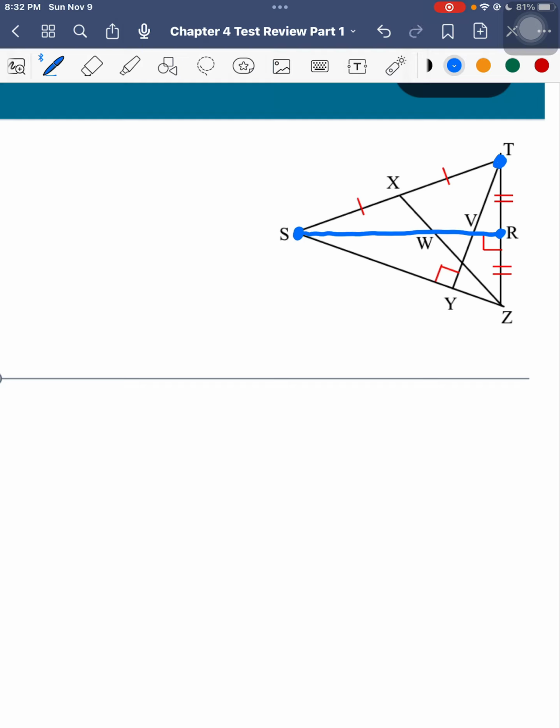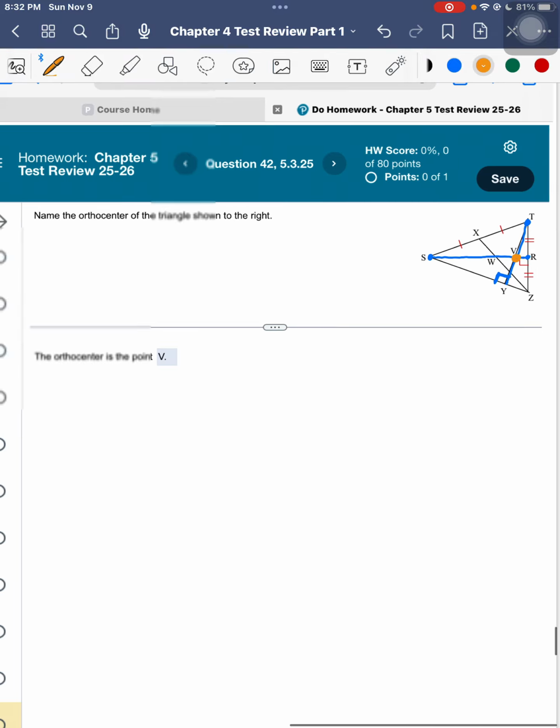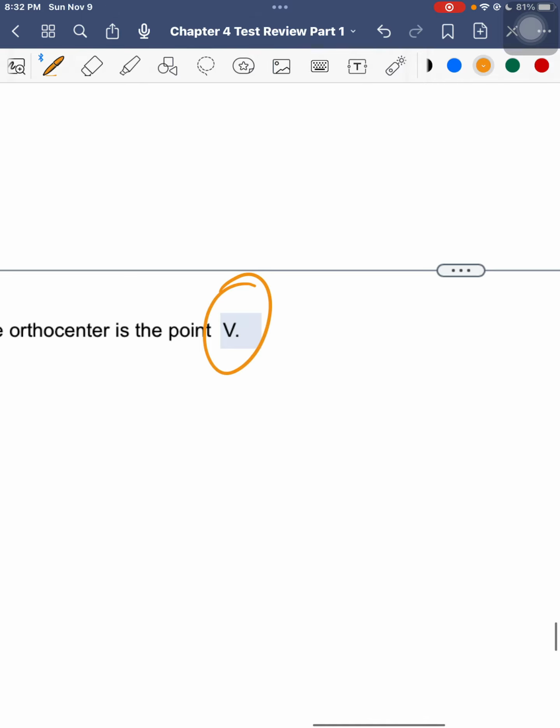Okay, so that's one altitude. Look at T. Oh, there's the other altitude because I form a 90. And now Z, there is no altitude because it's just a midpoint, so I'm not even going to count Z. Where do these two blue lines intersect? Point V. So my answer is V.